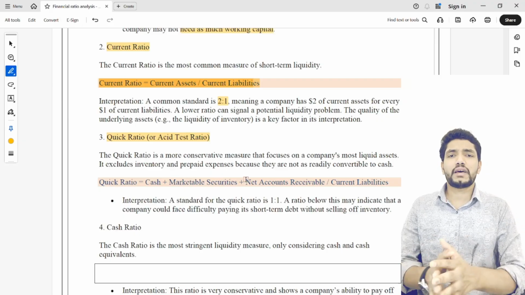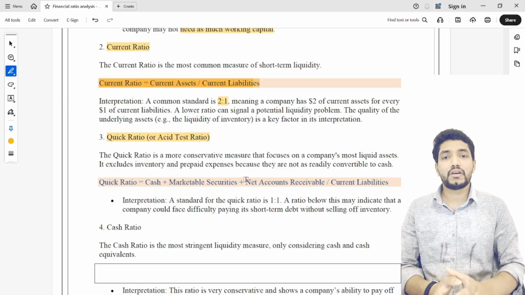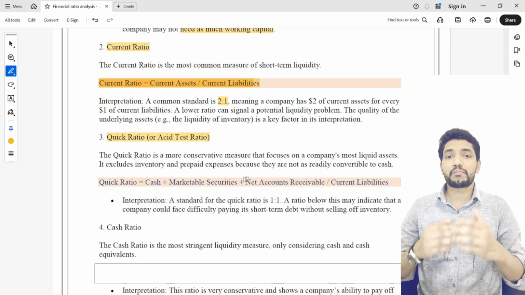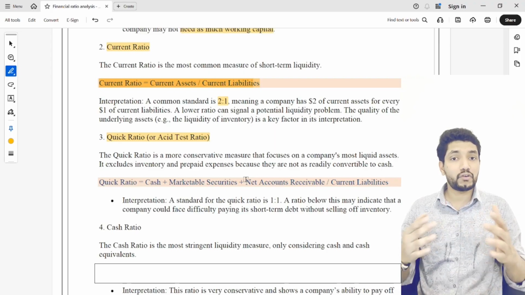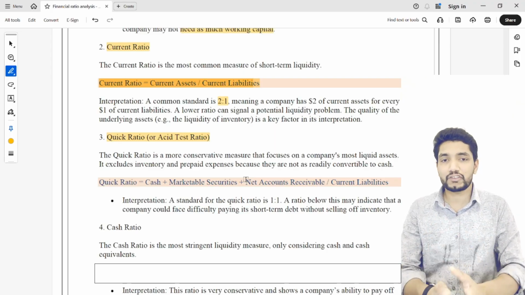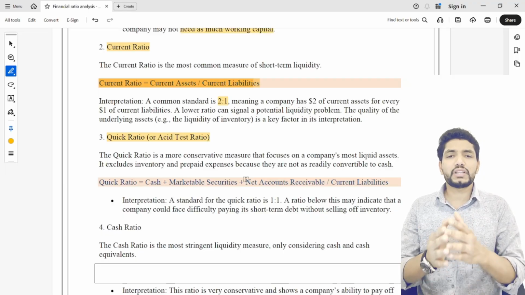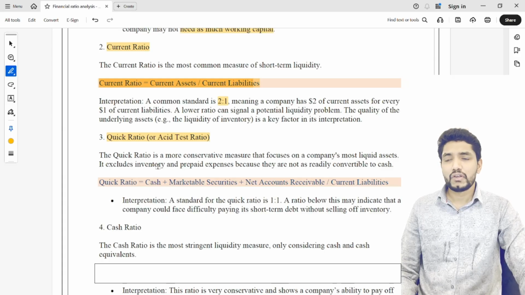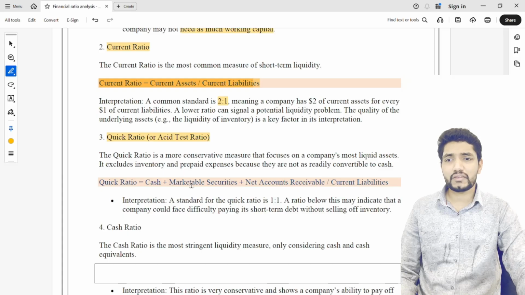These two things are very difficult to convert into cash. Inventory, in some cases, will take more time to convert into cash, and with prepayments there is no chance to convert them into cash again. So we remove these two elements from the current assets to calculate the quick asset. In the quick ratio, we compare this quick asset with current liabilities.